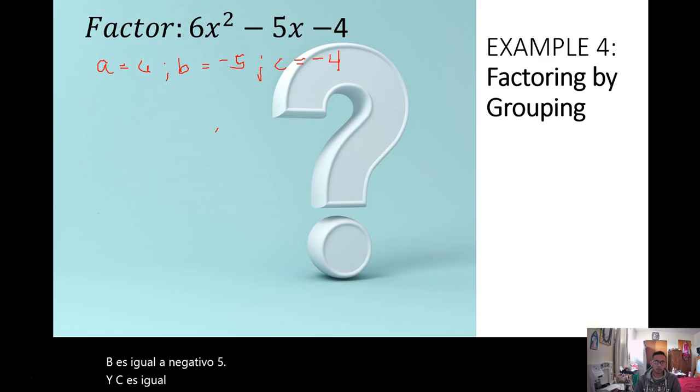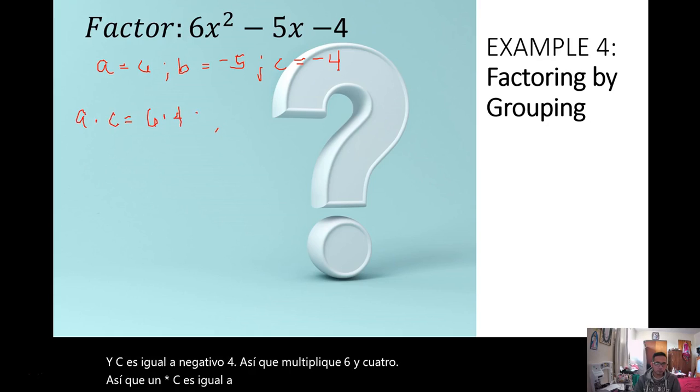So multiply 6 and 4. So A times C is equal to 6 times 4. That is 6, 12, 18, 24. But 4 is negative, sorry. So this is -24. So what are the two numbers that if you multiply will give you -24?